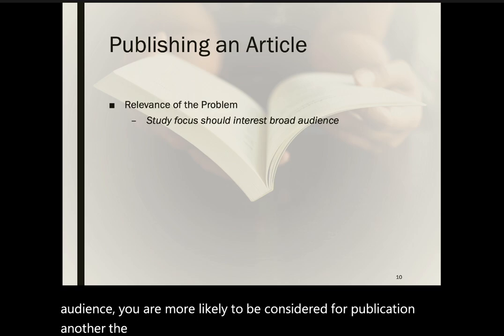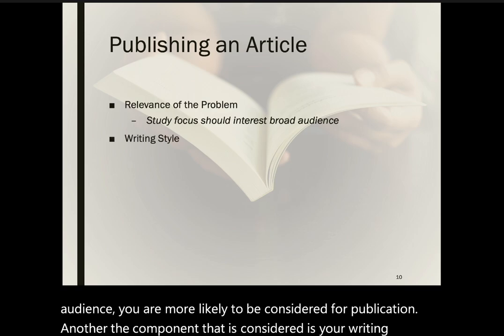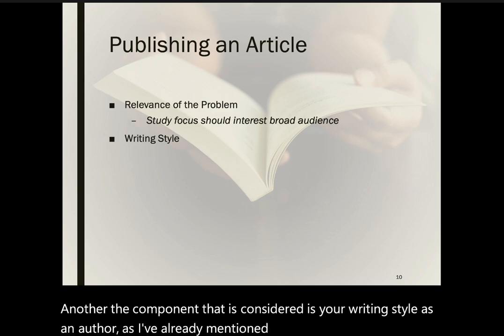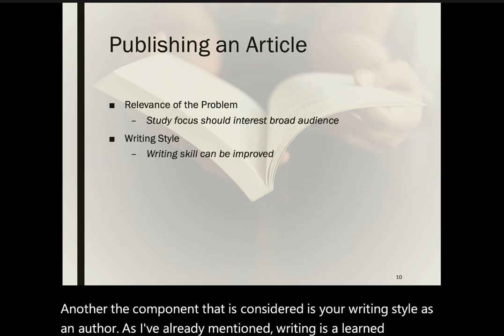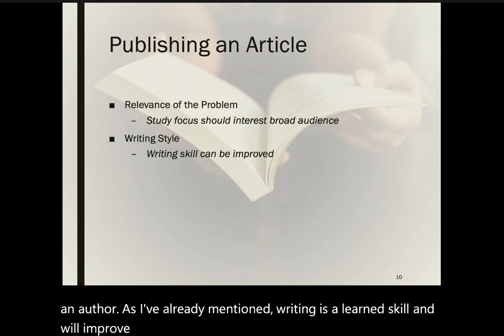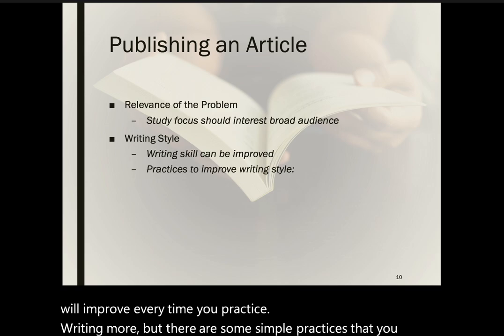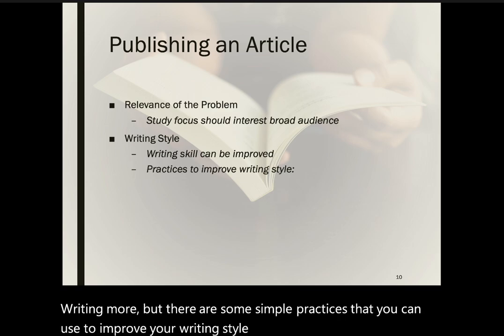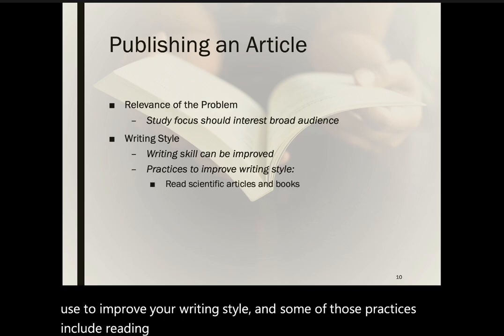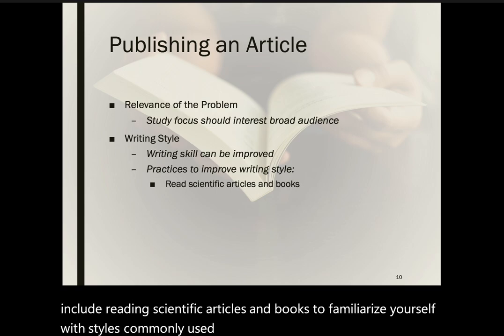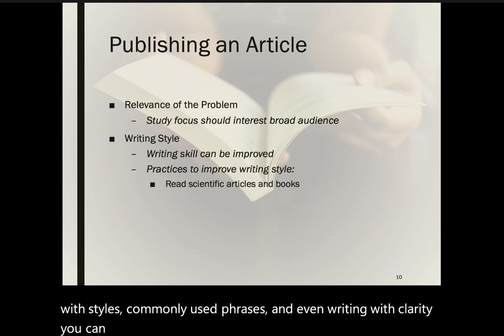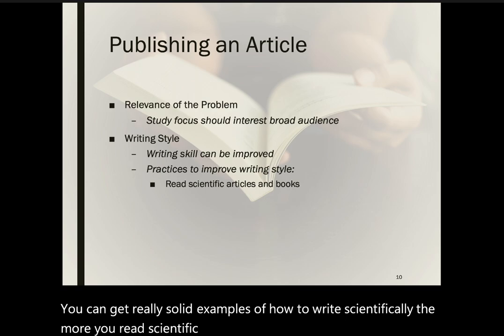Another component that is considered is your writing style as an author, as I've already mentioned. Writing is a learned skill and will improve every time you practice writing more. But there are some simple practices that you can use to improve your writing style. Some of those practices include reading scientific articles and books to familiarize yourself with styles, commonly used phrases, and even writing with clarity. You can get really solid examples of how to write scientifically the more you read scientific articles. It also helps to write every day just to get practice.